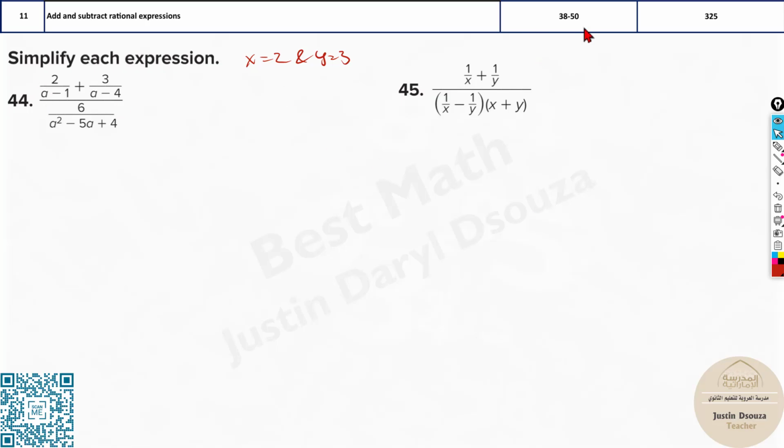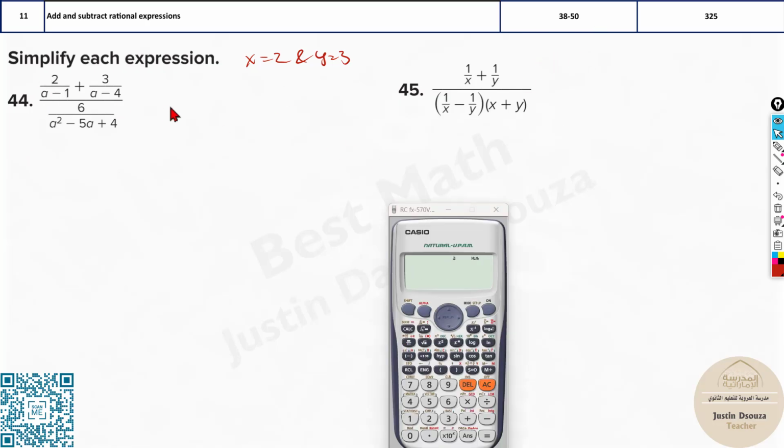Let me do this one, 44th one. It looks a little big. Now here as well, let's put fractions and then again fraction, because there is two fractions, right? 2, instead of a, I'll put x minus 1. And then we add it up with what? Again, 3 divided by x minus 4.